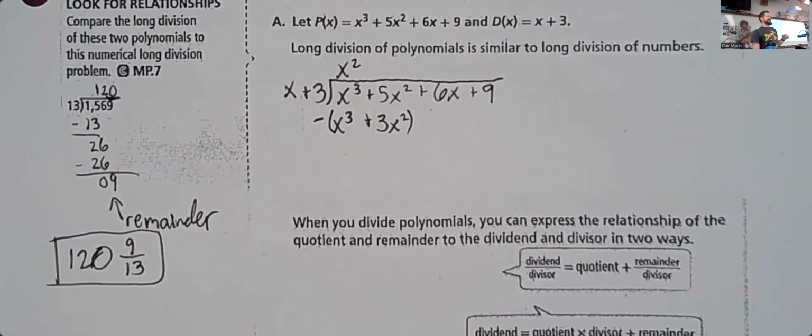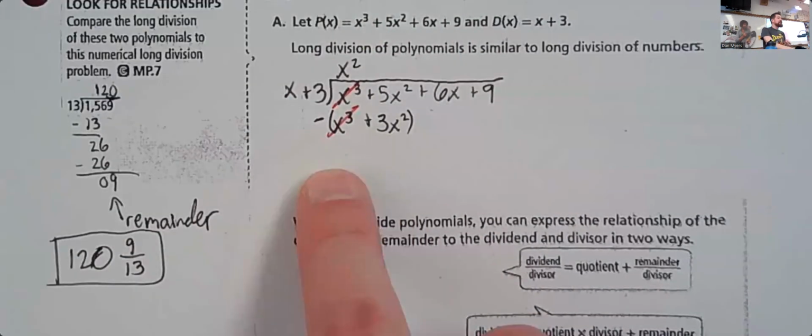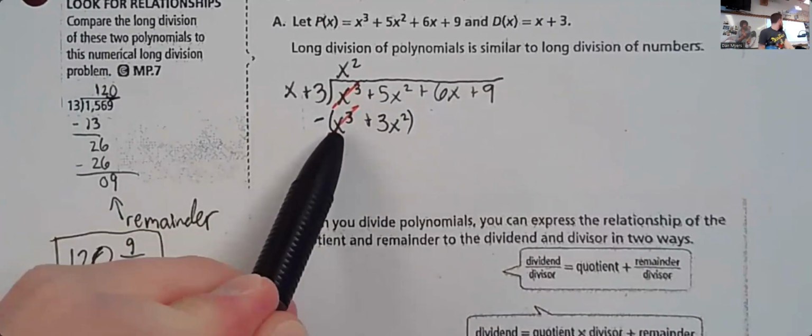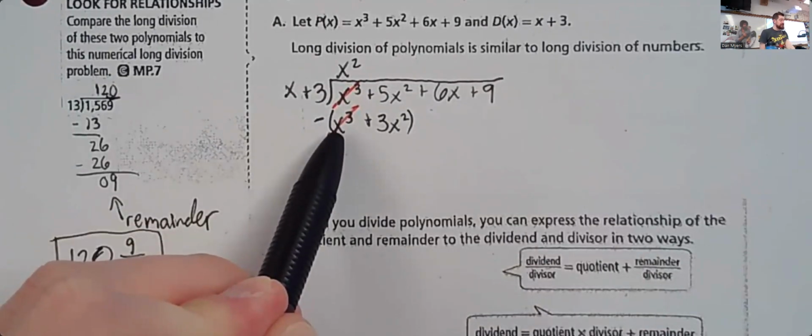Okay. All right. So x cubes cancel out. This will always happen with the first terms in this process. Okay. Listen up, guys. Are we writing this down? Jaden, Colby, we're writing this down? Okay. So the first terms in this process will always cancel out when you subtract them.